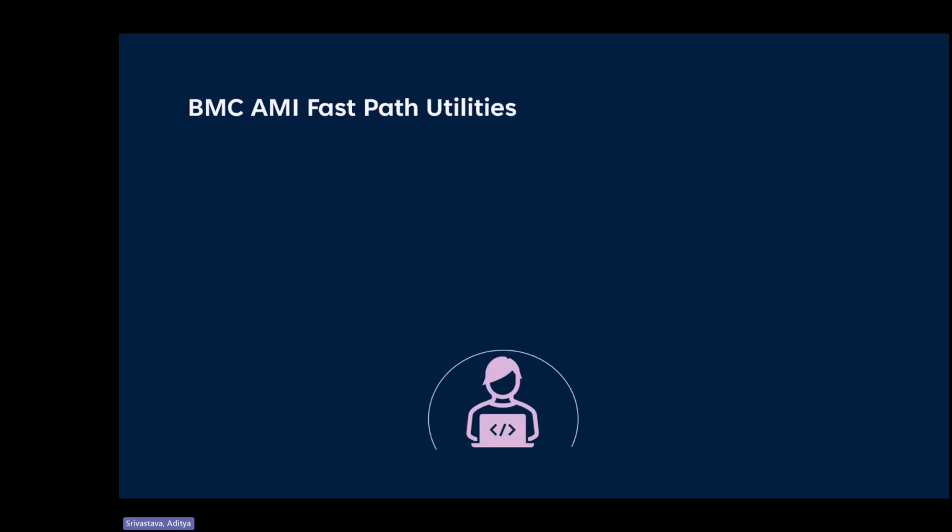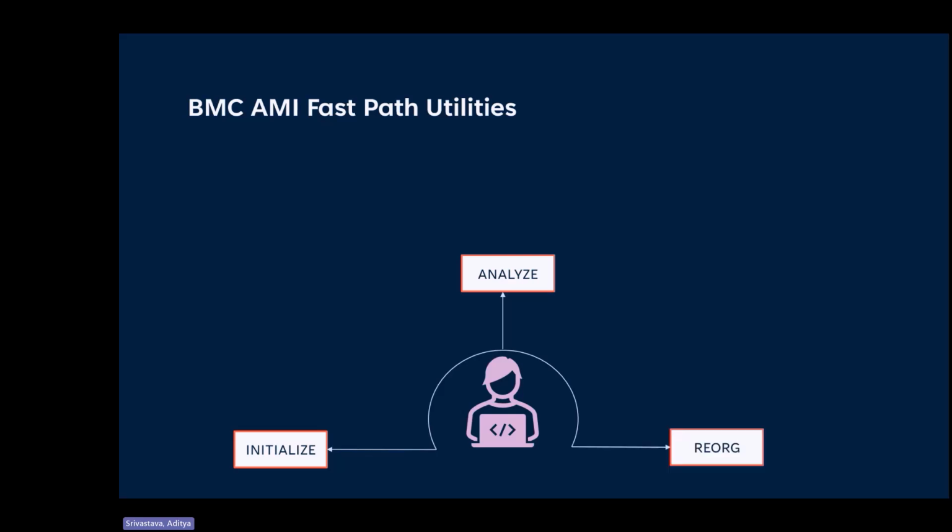So, quickly touching base on the BMC AMI Fast Path utilities. As a DBA, the most basic utility is Initialize, which is used for initializing a database, so that your simple area data set, I would say a simple VSAM file, becomes an initialized database. For monitoring the health of your databases, we have a tool called Analyze. Analyze tells you about the health of your database, and after running it, typically either you take no action or you might want to take some actions based upon some reports.